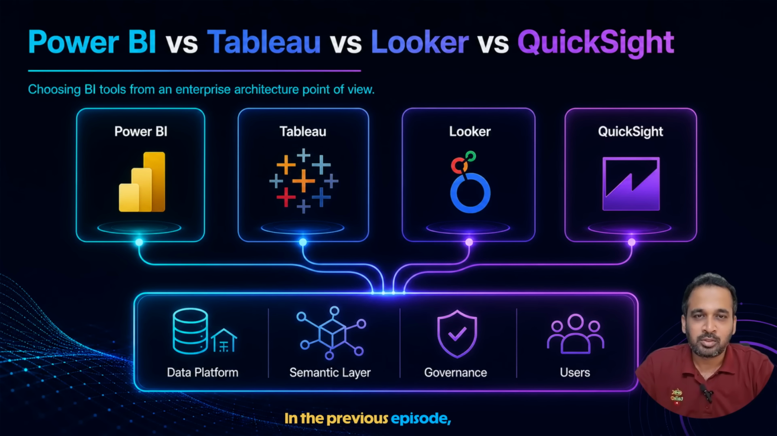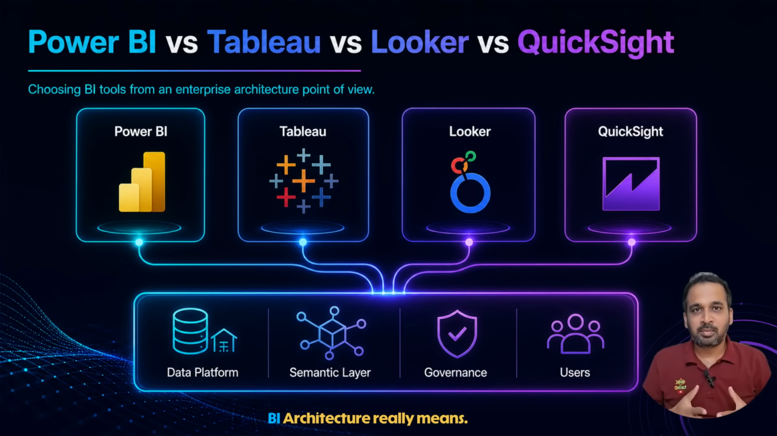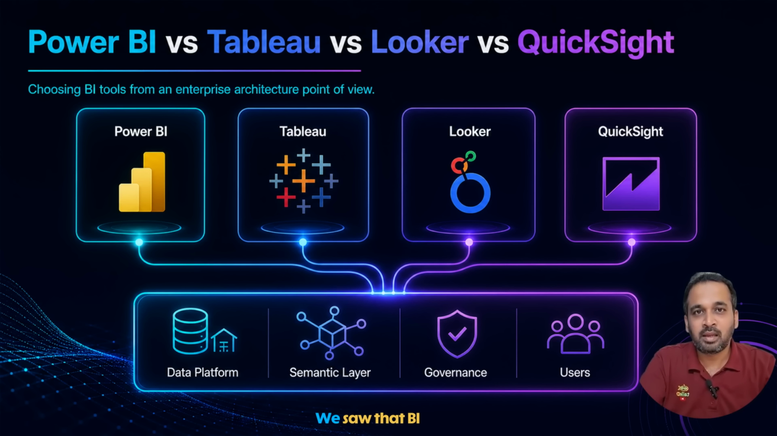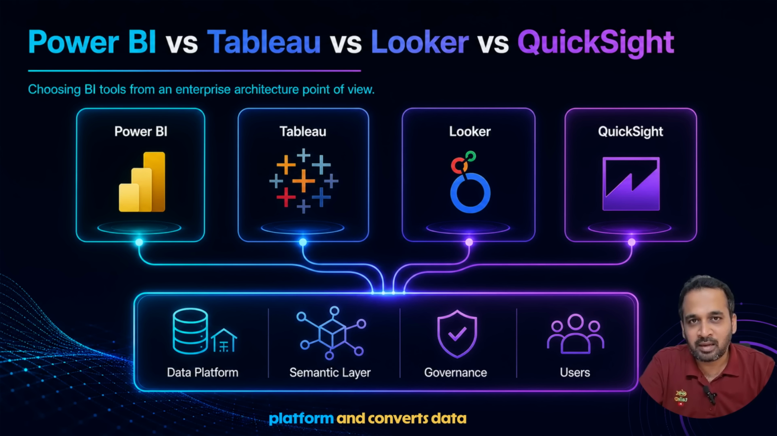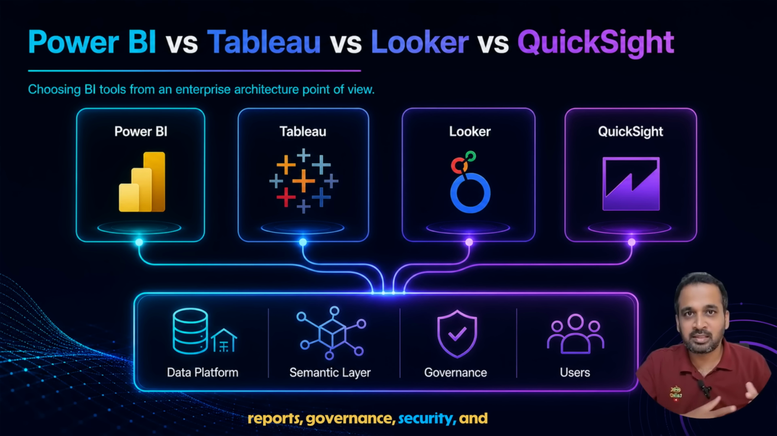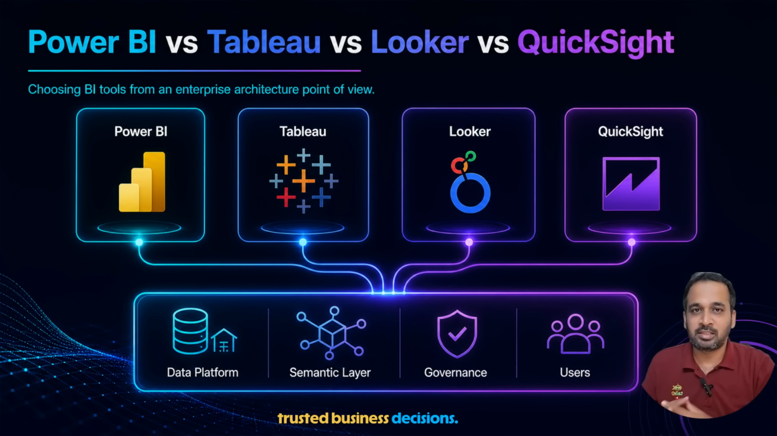In the previous episode, we understood what Enterprise BI architecture really means. We saw that BI is not just dashboards. It is the layer that sits on top of the enterprise data platform and converts data into semantic models, KPIs, reports, governance, security and trusted business decisions.